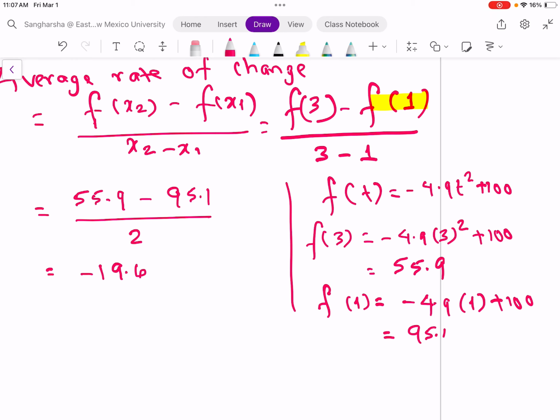Yes, okay. Now, if we talk about the unit, what is f of x2? What unit does this x2 have? So what is this 55.9? Is this a time? Is it a meter? Or what is this, 55.9? Is that a time?